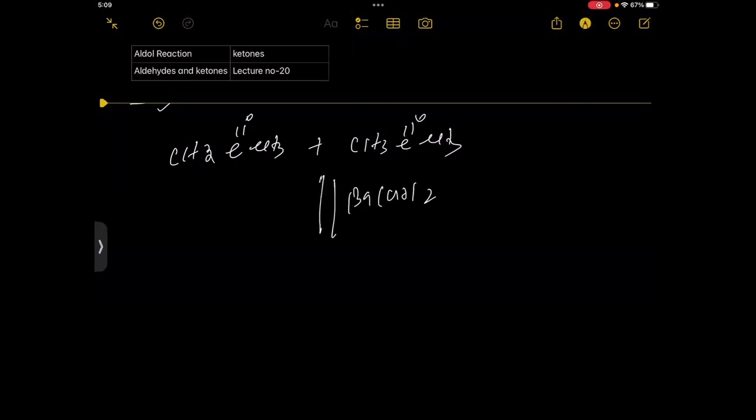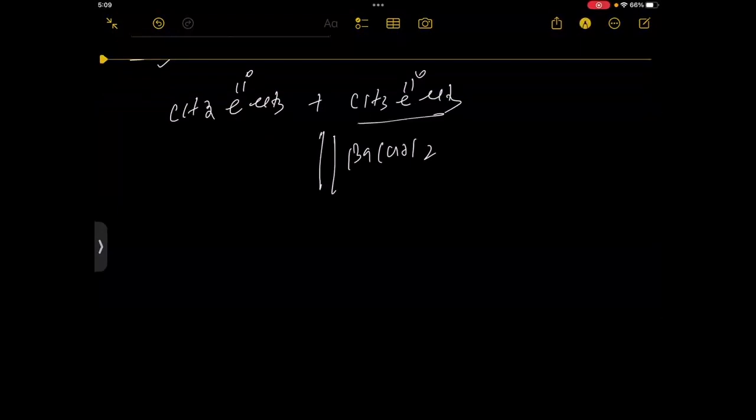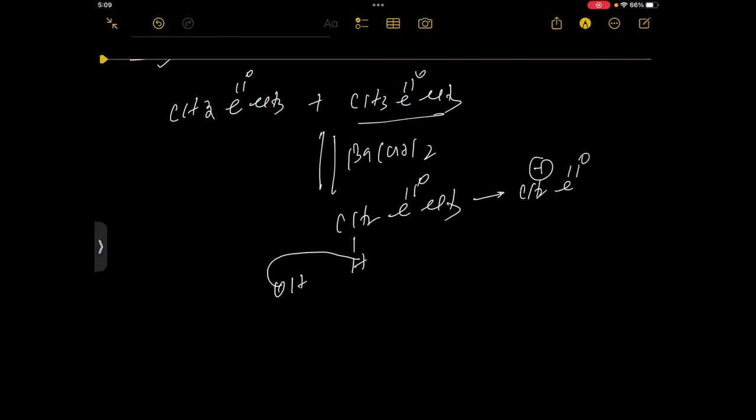So here we will take the base, and through the base we generate the nucleophile from one ketone which contains the alpha hydrogens. So here, OH minus will attack the CH3 C double bond O CH3, and that will generate the CH2 negative C double bond O CH3. Correct?